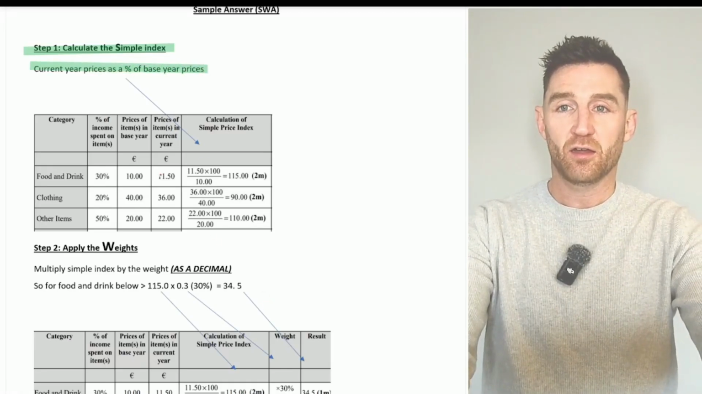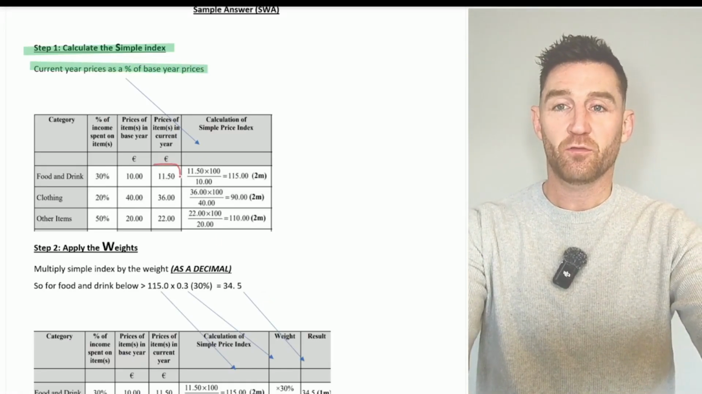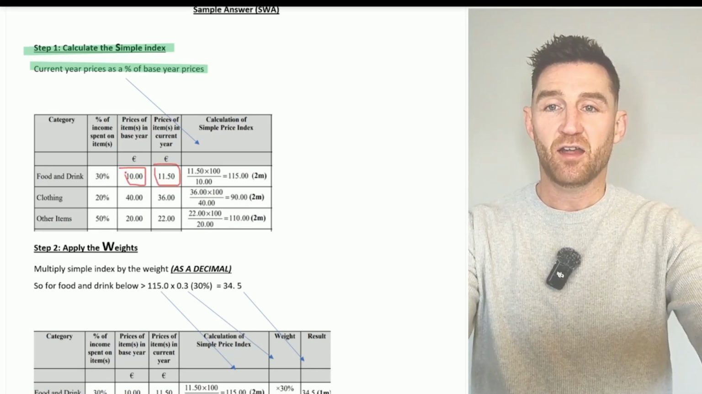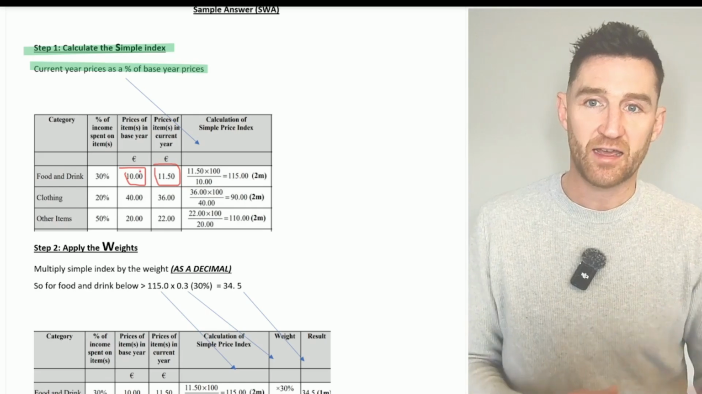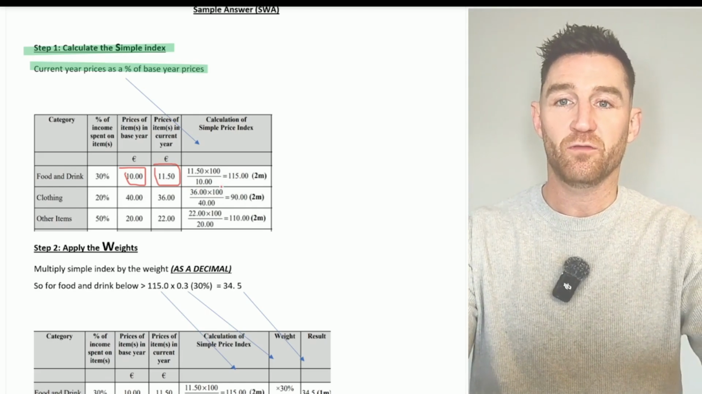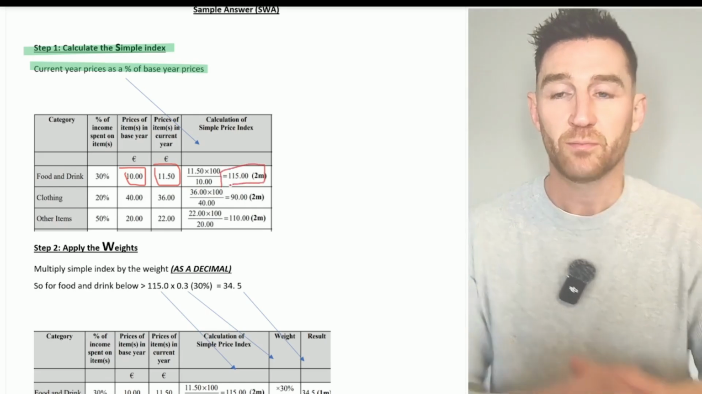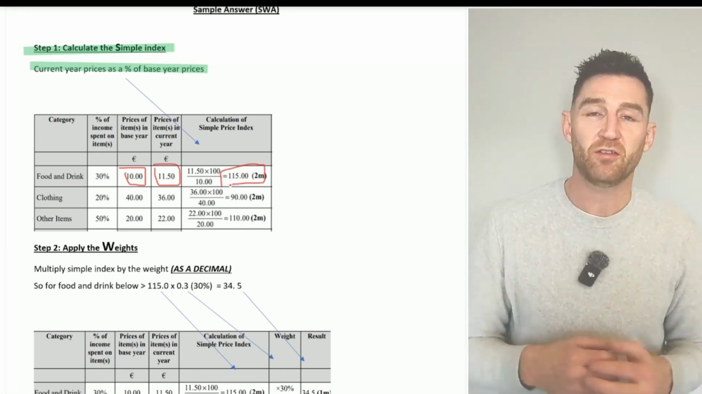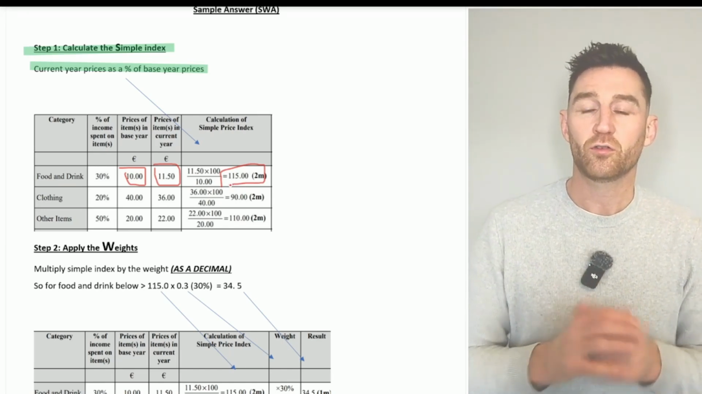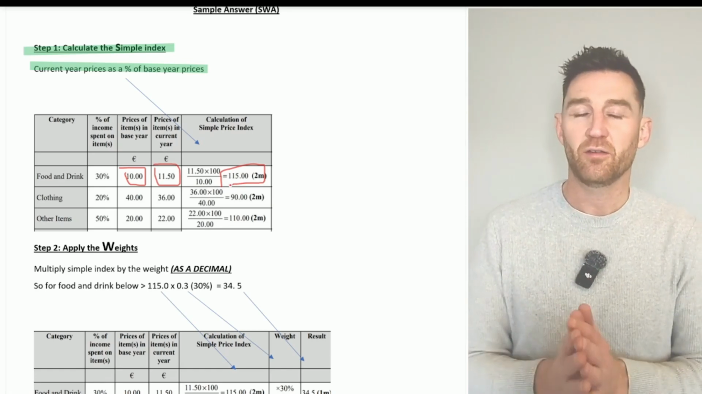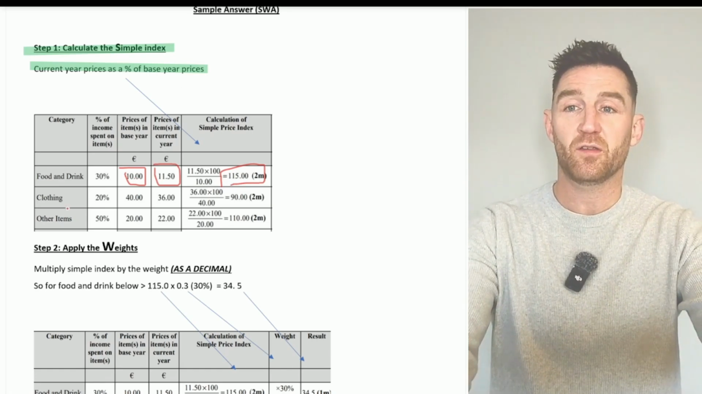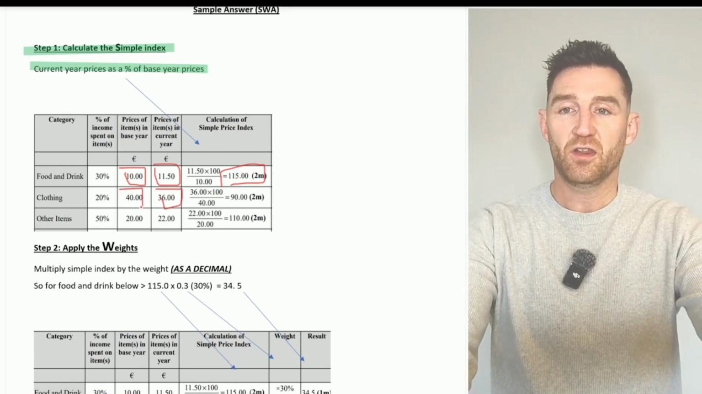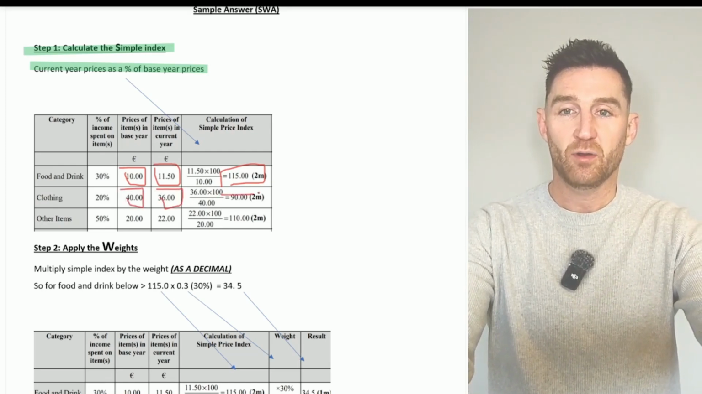So if we come down here, our current year price for food and drink was 11.50. So we're going to divide that by a tenner there and then multiply it by 100 to get it as a percentage. So that will give us 115 here. That's where that's coming from. Then for clothing, you're going to do the exact same thing. So you want to find out the current year prices as a percent of base year prices. So current prices in clothing here are 36. So we're going to divide that by 40 and multiply it by 100, and we get 90%.